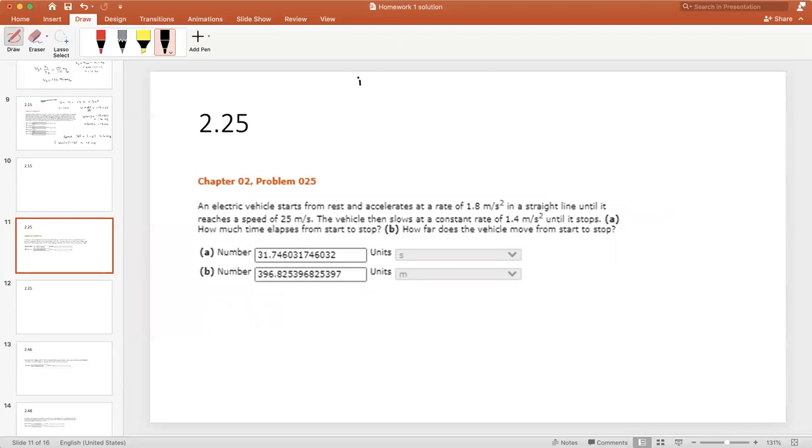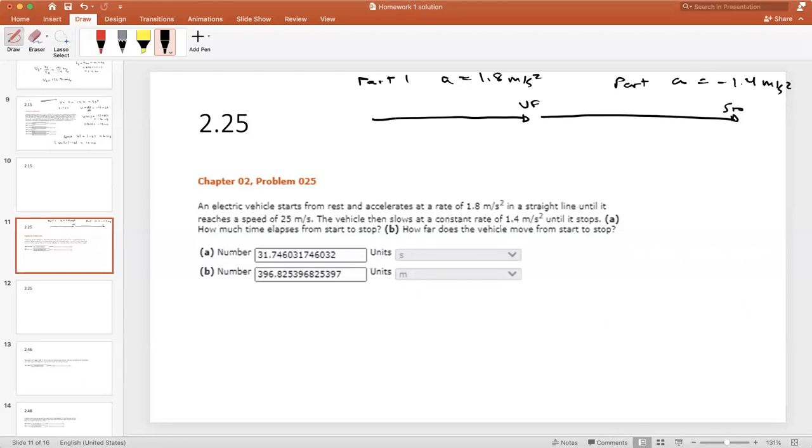So in this problem, there are two distinct parts. In part 1, a is 1.8 meters per second squared. You're accelerating. In part 2, a is negative. You're decelerating. So we're speeding up until we hit v final, and then we're slowing down so we stop. So we start at rest, we hit this v final, which is 25 meters per second, and then we decelerate and come to a stop. So we're going to need to solve this as two different parts.